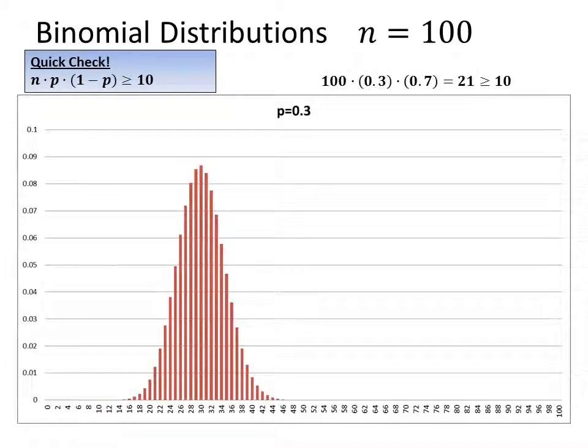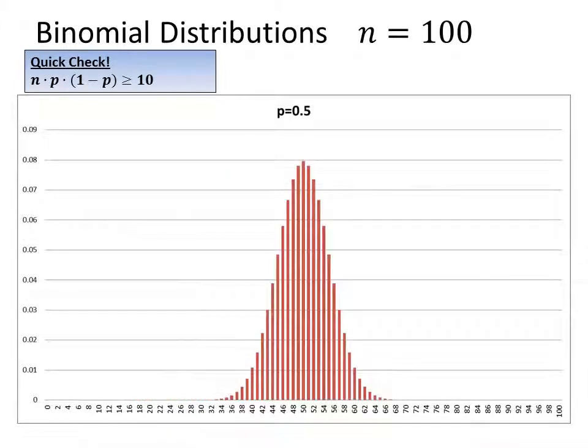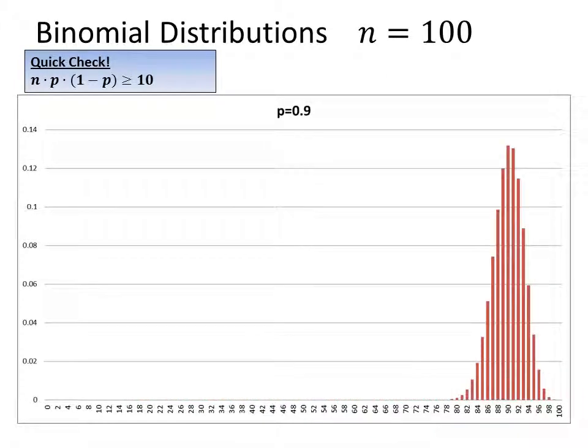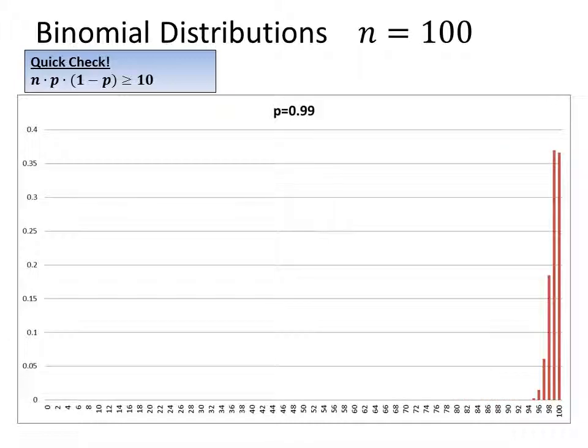Of course, with 0.3, it's way bigger than 10, and it definitely looks normal. 0.5 is normal, 0.7 is normal. But when we get up to 0.9, it's similar to 0.1 in that it's a little bit skewed, and so you wouldn't want to use the normal distribution here, and definitely not here.